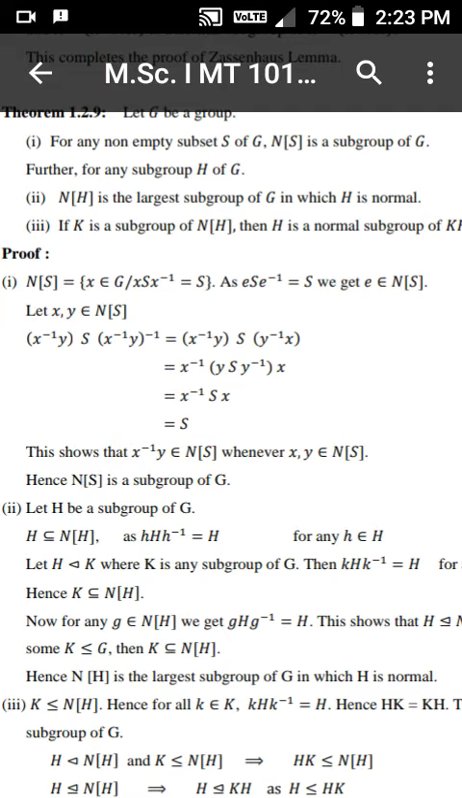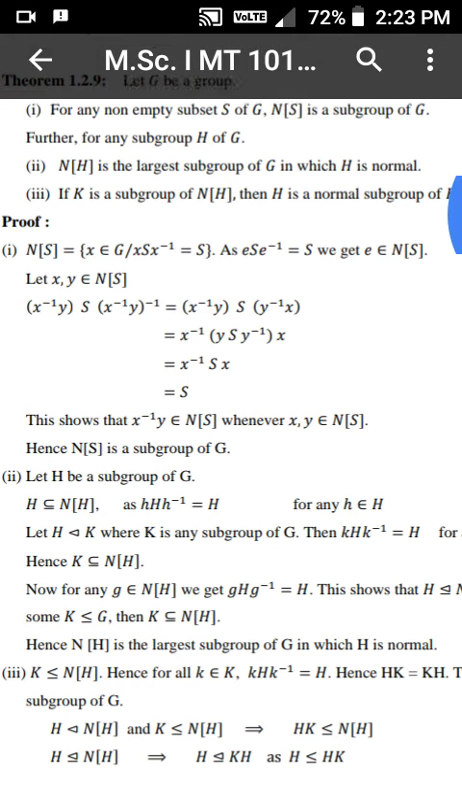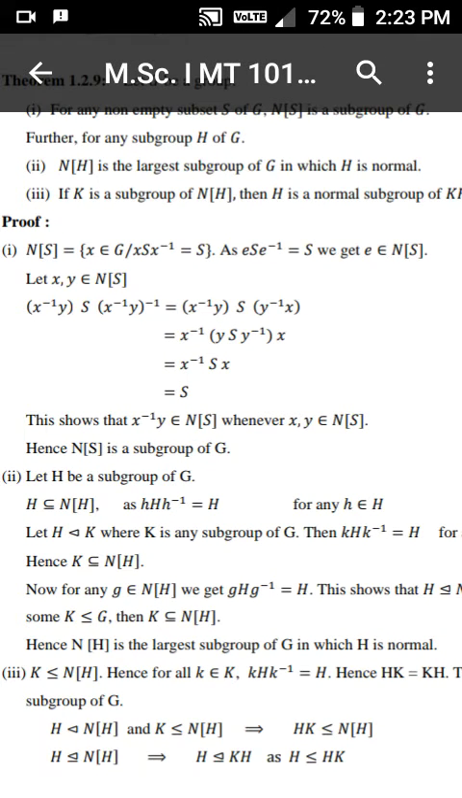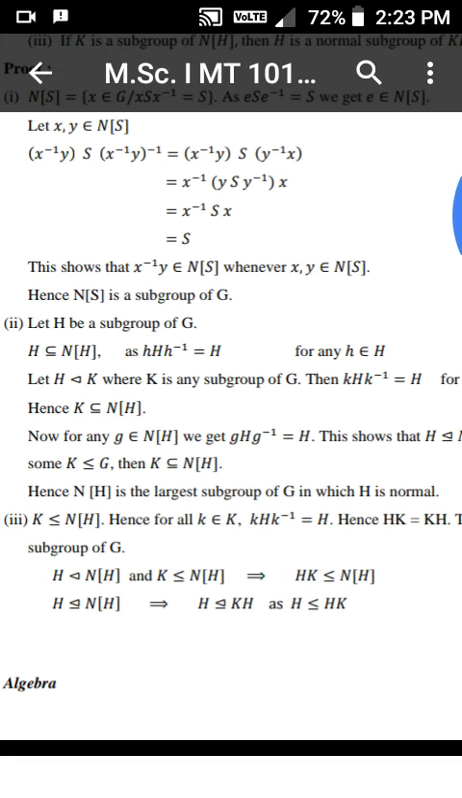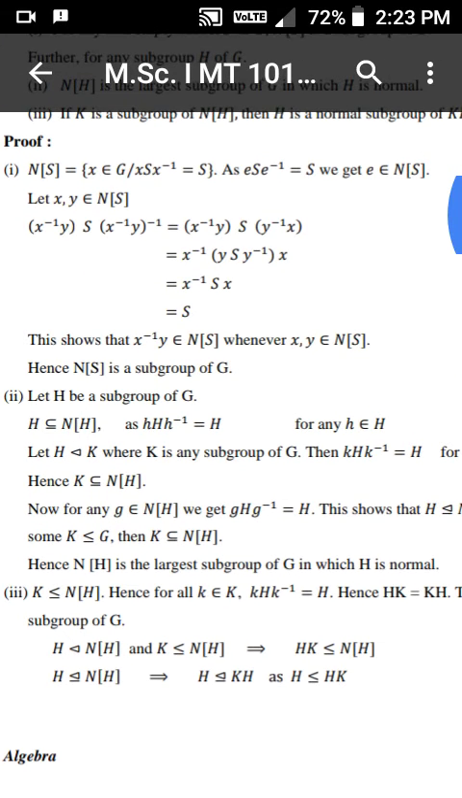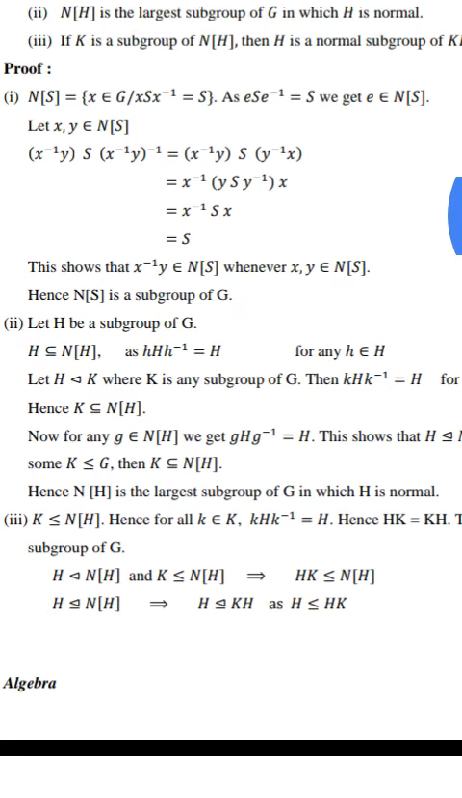By associativity, using y inverse y equal to e, we get S equal to S, and this is nothing but S. This shows that x y inverse belongs to N(S) whenever x, y belong to N(S). Therefore, N(S) is a subgroup of G.